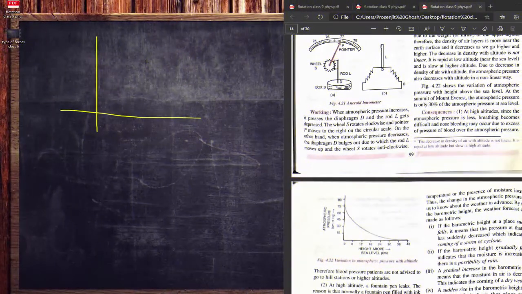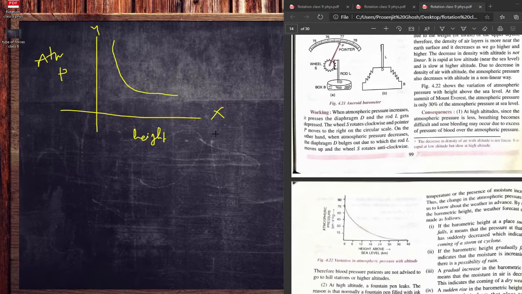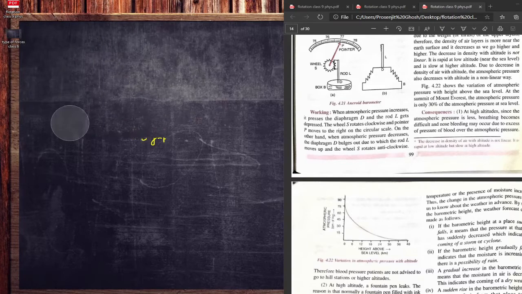While you are moving to a certain height, the air pressure decreases, and this is the graph by which you can show it. This is the atmospheric pressure along the y-axis, and along the x-axis you have the height from sea level. As you can see, it is gradually decreasing in this case. That graph is very important, and it completely gives you the idea that with an increase of height the atmospheric pressure will decrease.